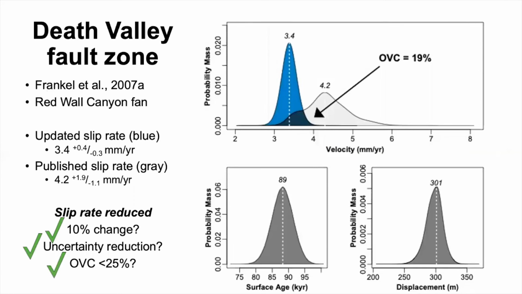The first site is the Redwall Canyon fan. At this location, we found that slip rate is reduced by more than 10% from 4.2 to 3.4 millimeters per year. We also found that the slip rate uncertainty has been reduced overall, and the overlap of the resultant slip rate PDFs, or OVC, shown at the upper right-hand side of the slide, is less than 25%. By all metrics that we use, this is a true reduction in slip rate at this location.